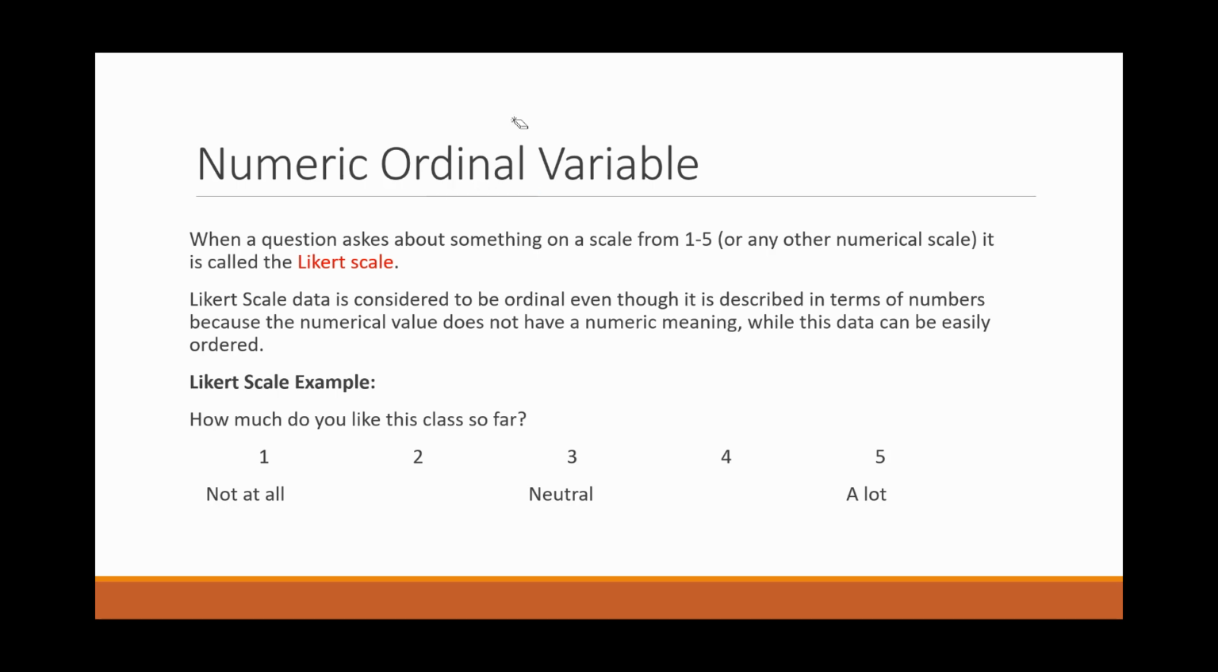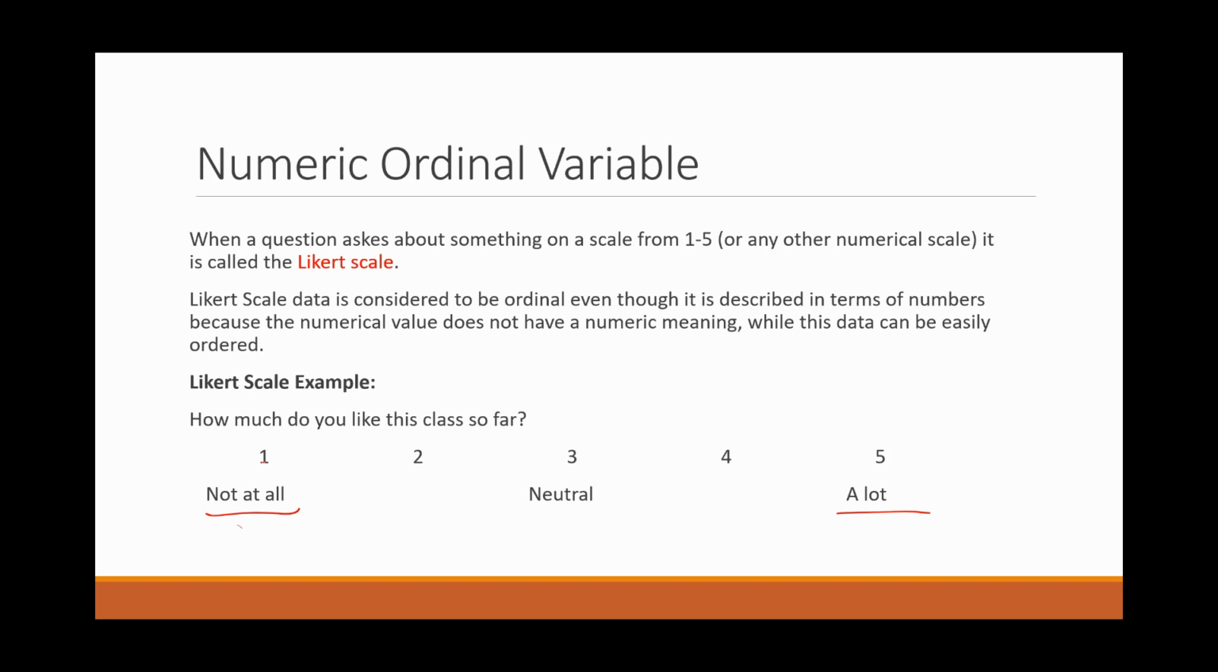Okay, so something that you'll see in data sets and surveys from time to time is a question that is measured on what's called a Likert scale. So this would be something like, how much do you like this class so far? And we measure on a scale from 1, not at all, up to 5, you like it a lot. All right. So here we're using numbers to label people according to how much they like something.